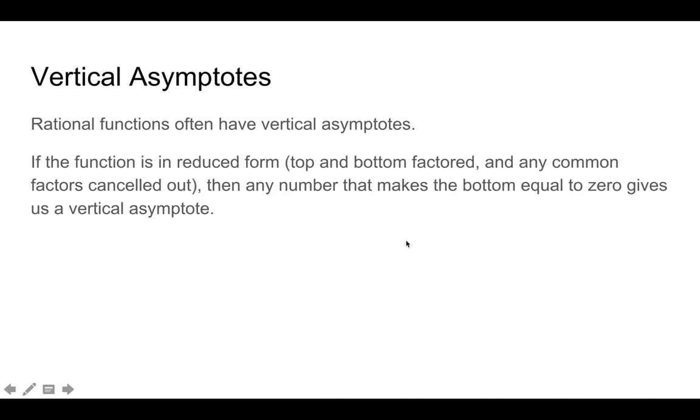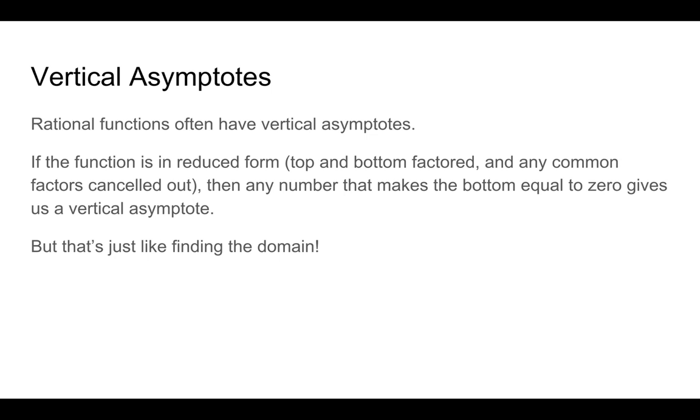Okay, rational functions will often have vertical asymptotes. Not always, but most of them do. The way you find vertical asymptotes is the first thing you do, take your function, factor top and bottom, see if anything cancels. If anything cancels, cancel it out. You'll still have domain issues there, but you don't look for vertical asymptotes until after you've canceled. Then, once you've canceled anything that cancels, any number that makes the bottom 0 gives you a vertical asymptote.